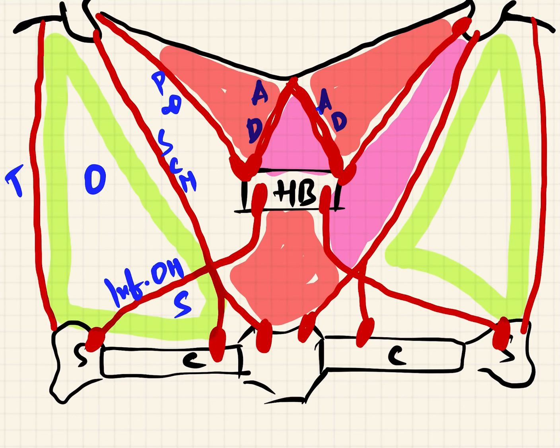Okay guys, this is all just brief about the triangles of the neck. Hope you understood and it's a bit easier.